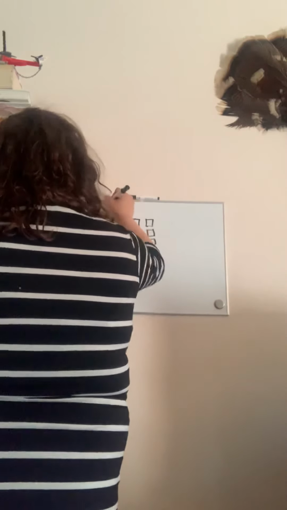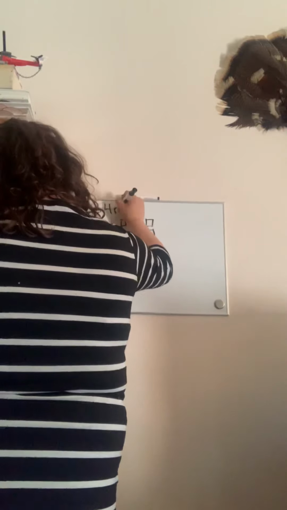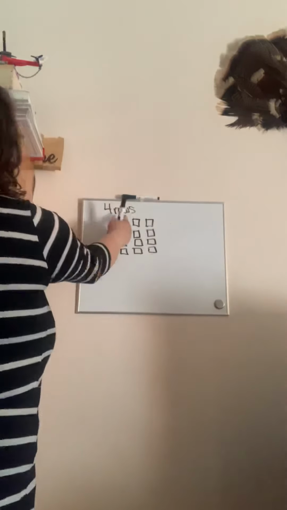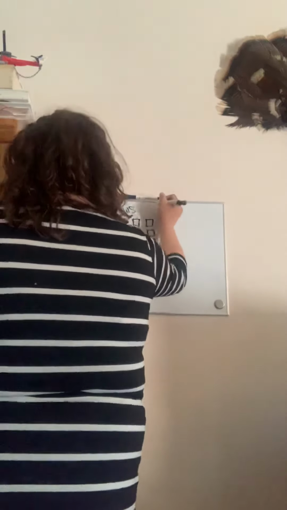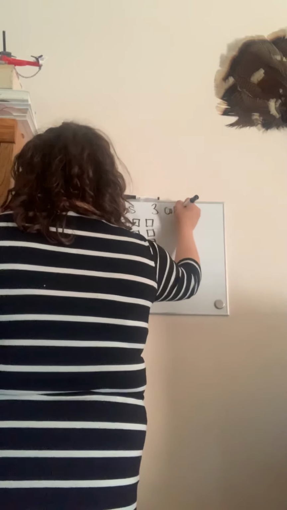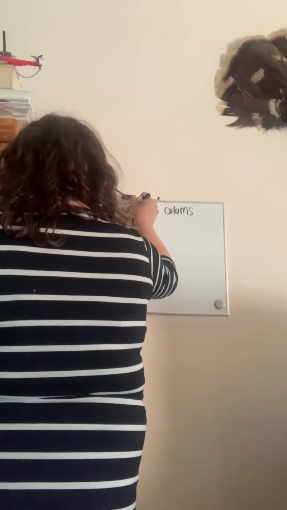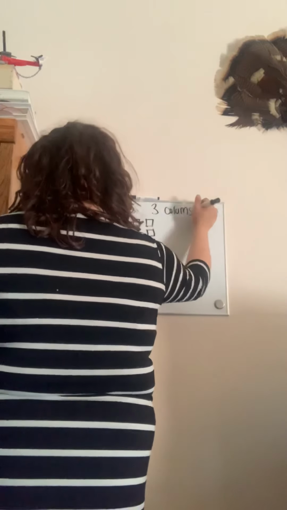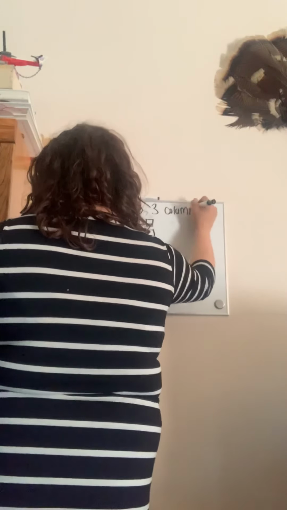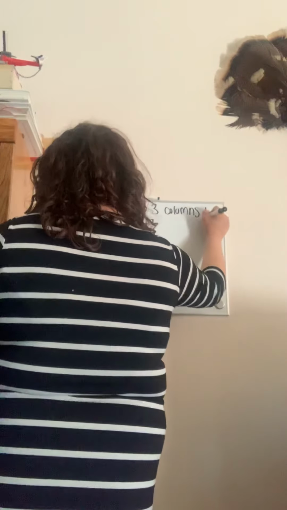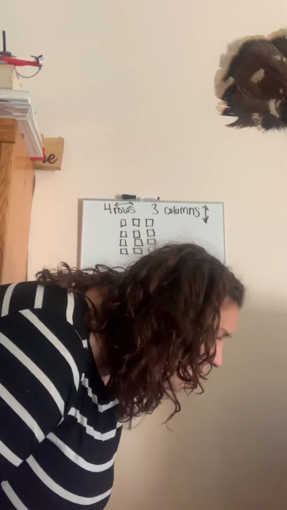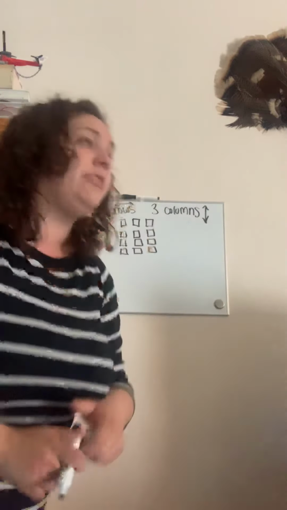So there are 4 rows. And if I look at it, I can clearly see 3 columns. Remember, rows go side to side. Columns, let me fix that. Columns go up and down. Okay, 4 rows and 3 columns. How many photos did Nadia hang on the wall?